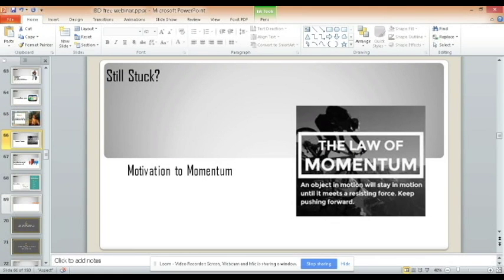There's no guide. The law of momentum is that an object that is in motion will stay in motion until it meets a resisting force. So what you have to do is keep pushing forward. You have to make sure that that goal stays in sight, whether you hang it on your wall, make a vision board, whatever it is, that momentum has to be there. So you can wake up every day and say yes, yes, yes. But if there's no routine and you're not pushing forward and there's no end result, no goal or no destination, then it doesn't matter.